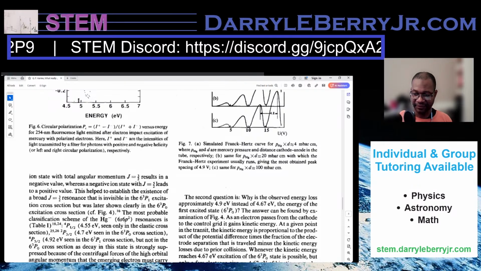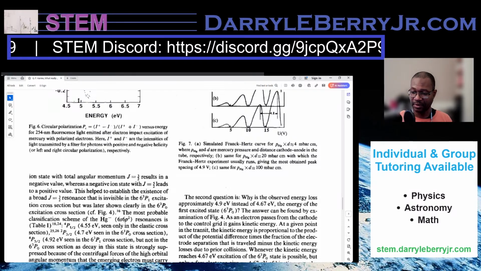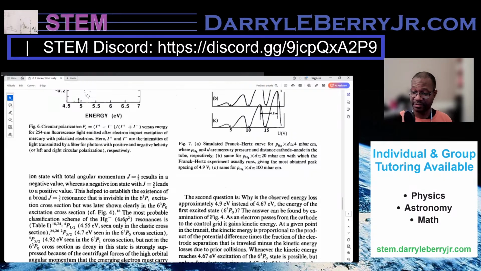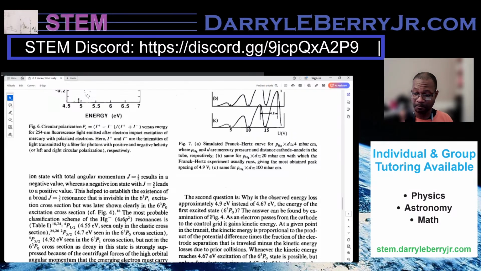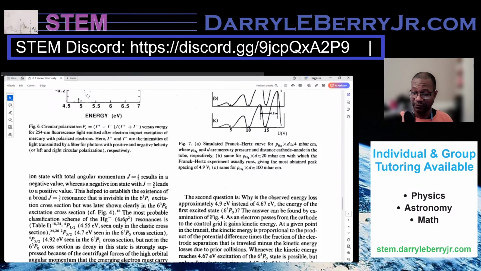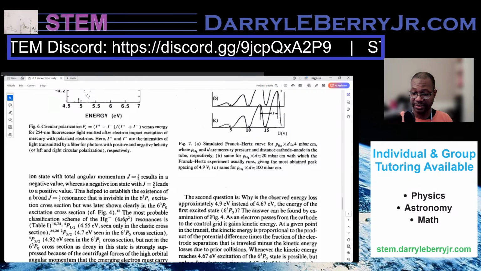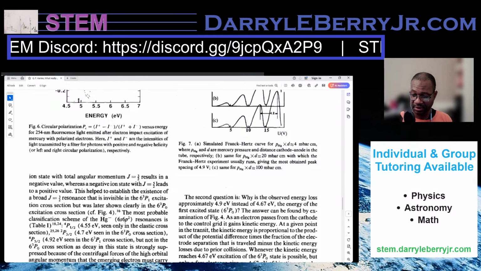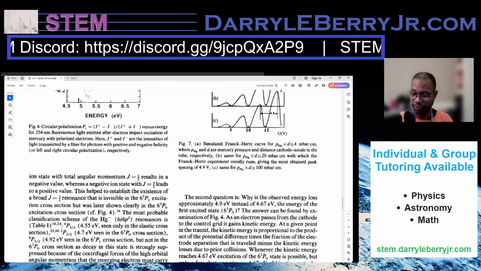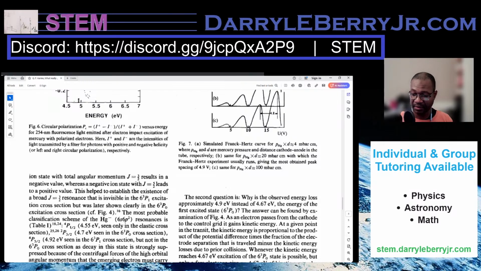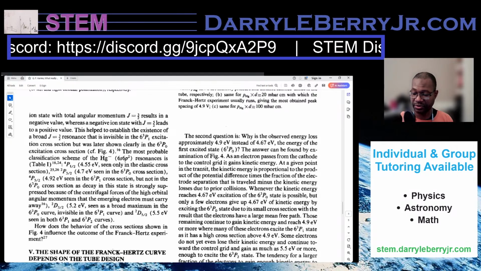The most probable classification scheme of the Hg⁻ 6s6p² resonances is table 1. ²P1/2, 4.55 electron volts, seen only in the elastic cross-section. ²P3/2, 4.7 electron volts, seen in the 6³P0 cross-section. ²P5/2, 4.92 electron volts, seen in the 6³P1 cross-section.